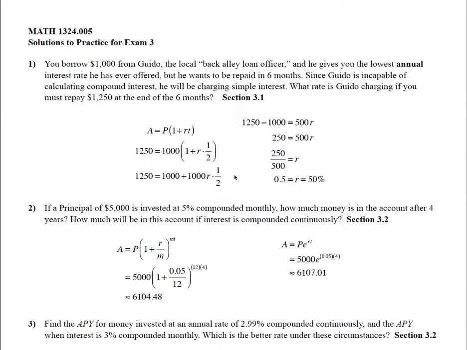Hey, here's the first review video for our upcoming exam 3. First question is a simple interest question, and we'll use this formula right here. Amount paid is equal to principal times, in parentheses, 1 plus the interest rate times the time in years. And so in this scenario, we've borrowed $1,000.